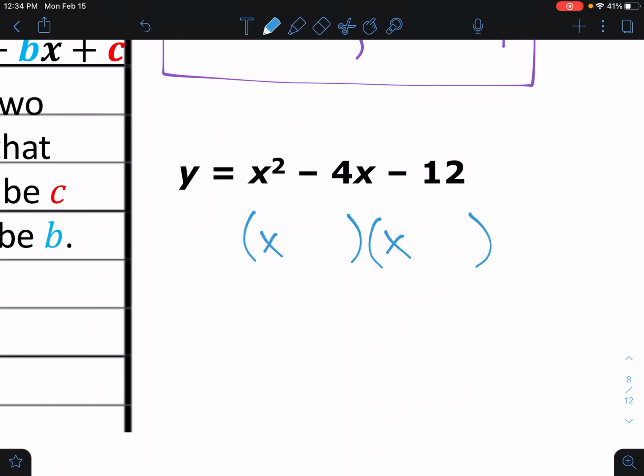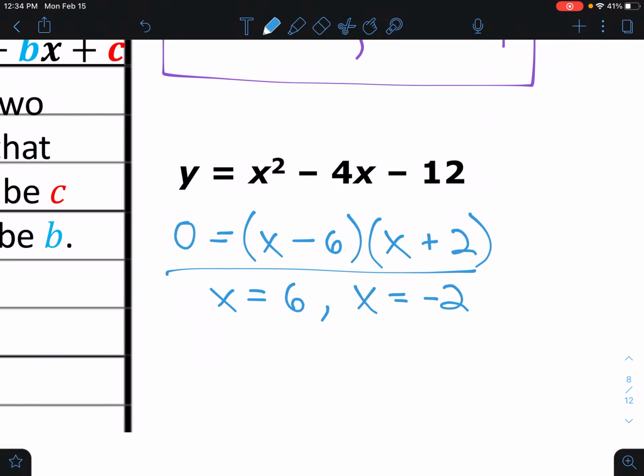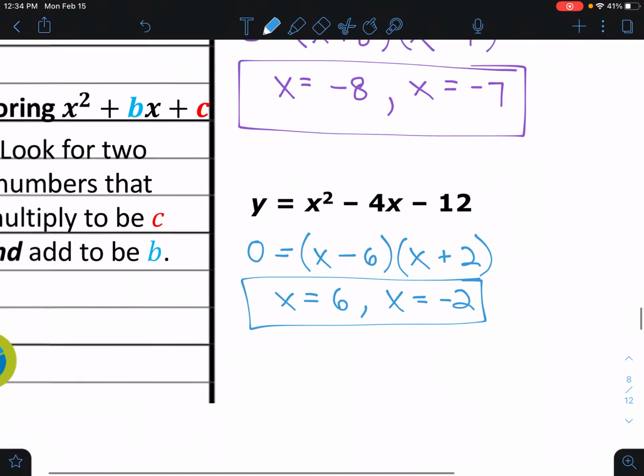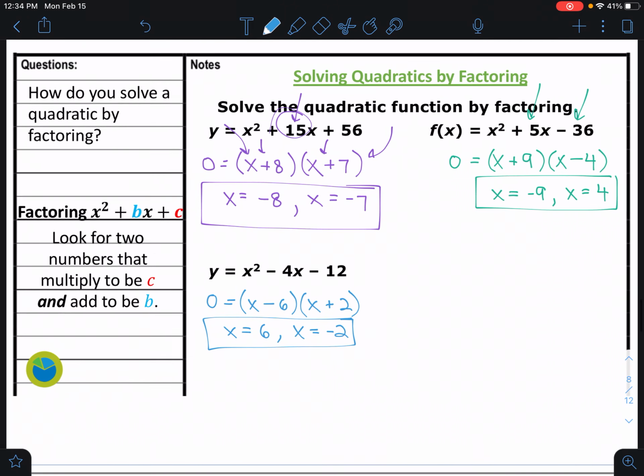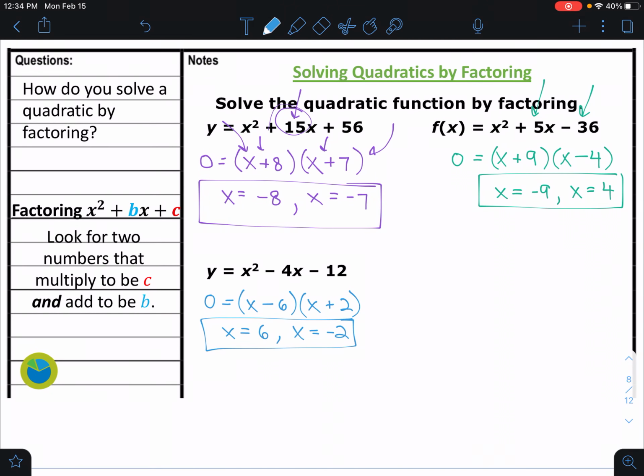Okay, x. Negative 12 has to multiply to b and add up to negative 4. So that would be negative 6, positive 2. Set it equal to 0. So x equals 6, x equals negative 2. Okay. All right, and that's how you factor x squared plus bx plus c.